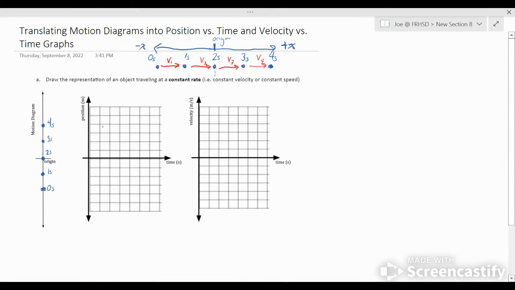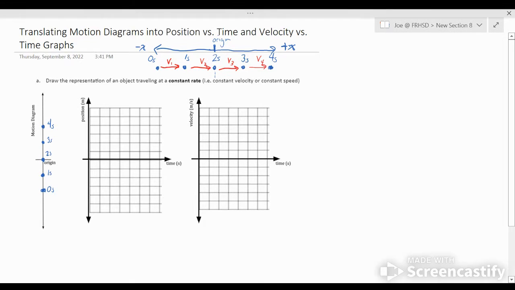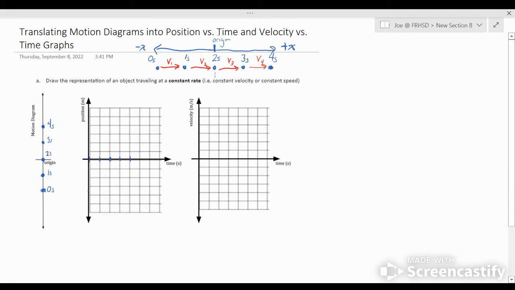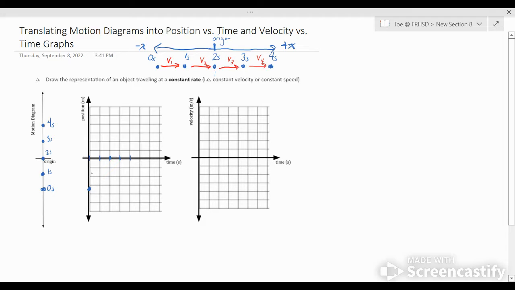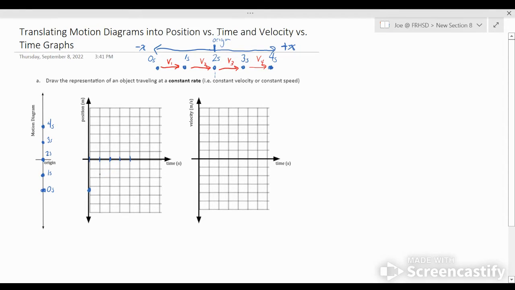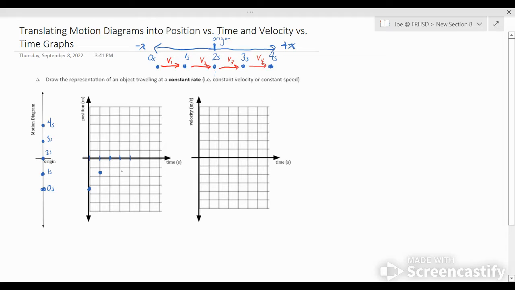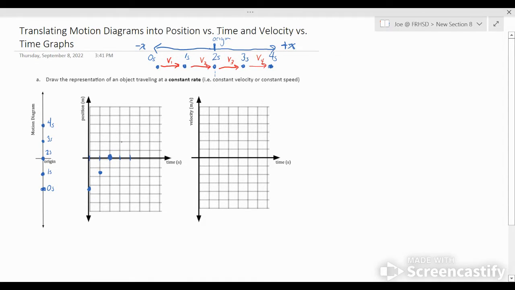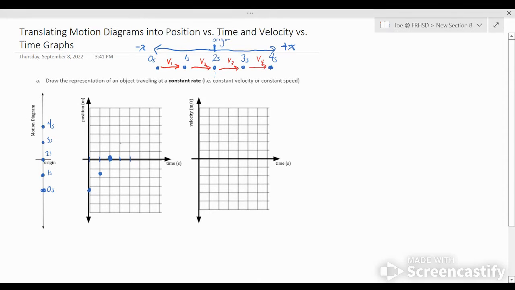Okay, so with the motion diagram, I'm just going to draw the dots, because I think it's easiest to translate the dots to the position versus time graph. So if we have 0 seconds, 1 second, 2 seconds, 3 seconds, 4 seconds, we can take each position and carefully go straight across the screen from the vertical motion diagram and plot those points on the graph itself.